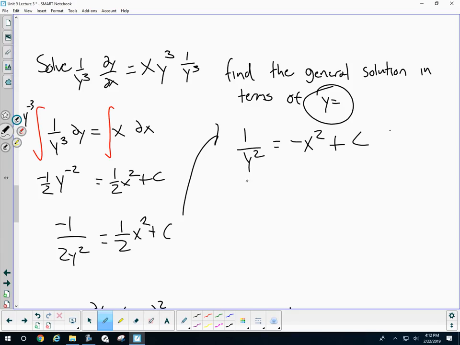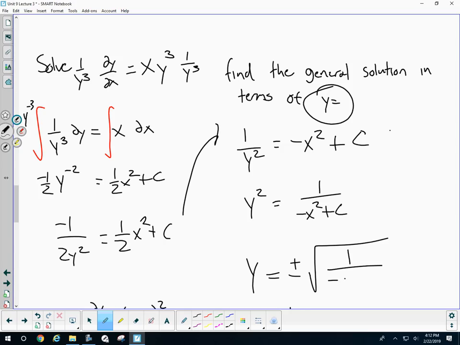Now, in this situation where I have a ratio, you could kind of cross multiply if you wanted, but I prefer to just flip both sides. When you flip both sides, you get y squared equals 1 over negative x squared plus c. And then you can either take both sides to the 1/2 power, but I know you guys like to square root things. So we'll square root.